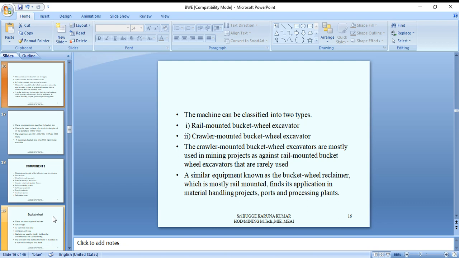The crawler mounted bucket wheel excavators are mostly used in mining projects, as against the rail mounted bucket wheel excavators that are rarely used. A similar equipment known as a bucket wheel reclaimer, which is mostly rail mounted, finds its applications in material handling projects, ports, and processing plants. So this is the generalized classification based on the machine mounting.